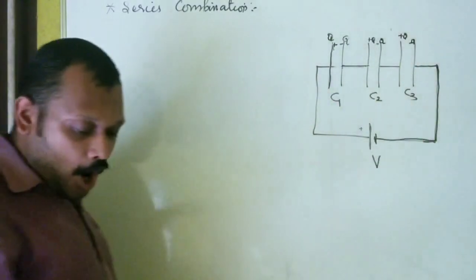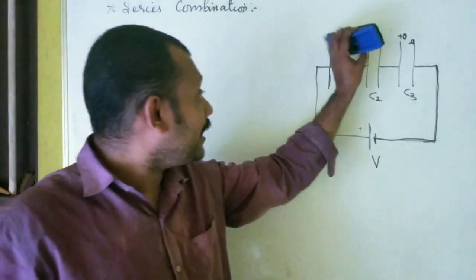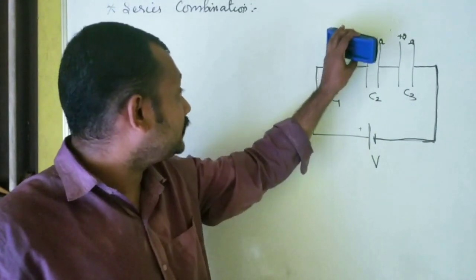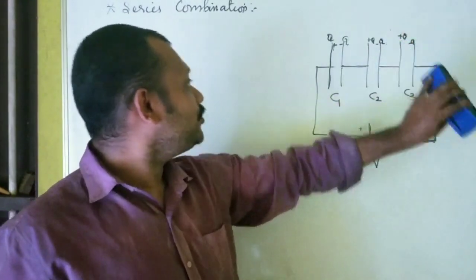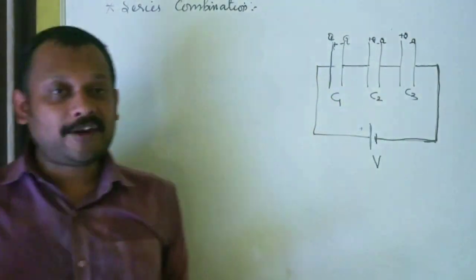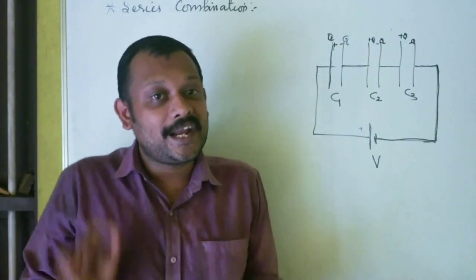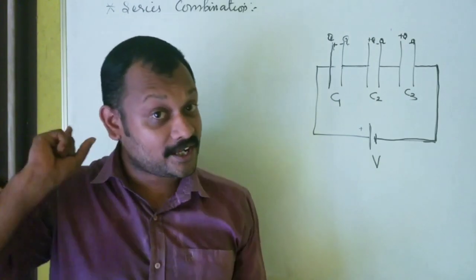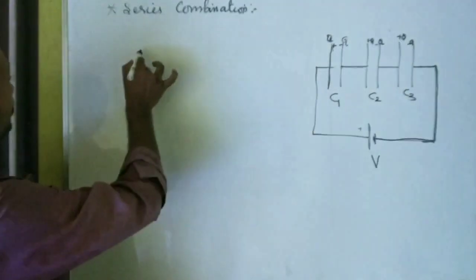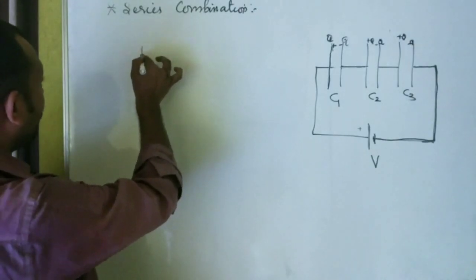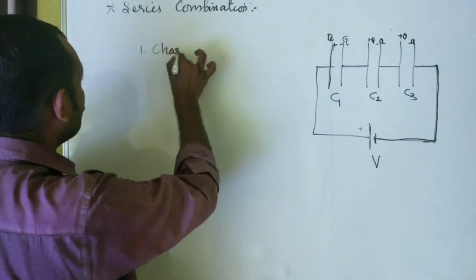Okay, so what is same? You can see on each capacitor, the charge on the plates is plus Q, minus Q, plus Q, minus Q, plus Q, minus Q. So my question: what is same in series combination of capacitors? It is very important to understand this. In series combination, the most important thing is that the charge on each capacitor is same.